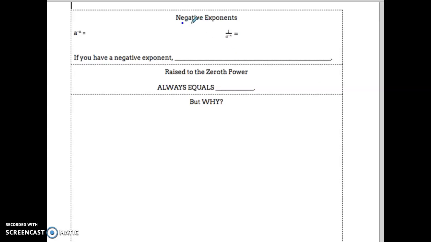So we're going to start with negative exponents, which is something you saw in 7th grade. Anytime you have a negative exponent, you have to write that as a fraction, and then you have to flip the fraction. When you send a negative exponent to the denominator, it becomes positive.